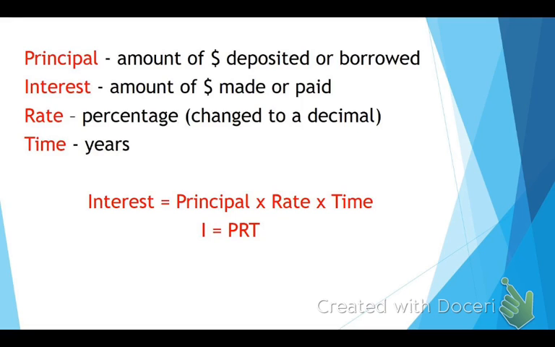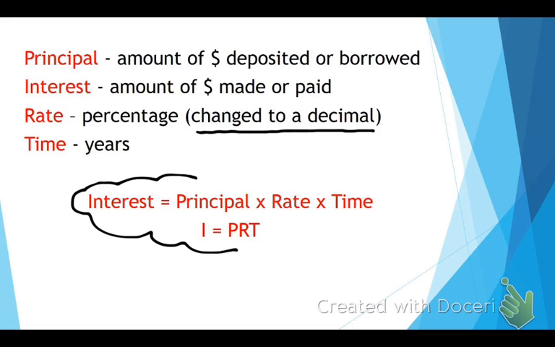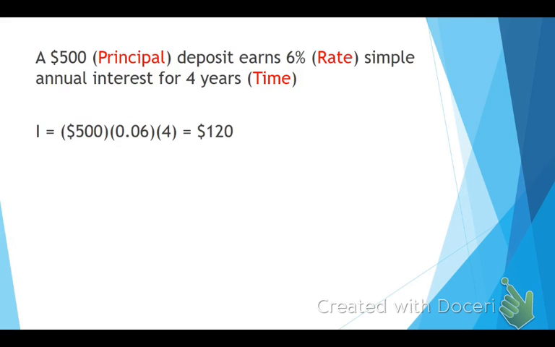The next thing is the rate. What is the rate? It's the percentage. The main thing that you've got to remember is to change it to a what? Change it to a decimal, okay? The time will always come out in years. So this right here is a formula that I want you to have memorized. Interest equals principal times rate times time, which basically is abbreviated I equals PRT. So let me give you a little bit of a problem that you might see in real life or even on your homework tonight.